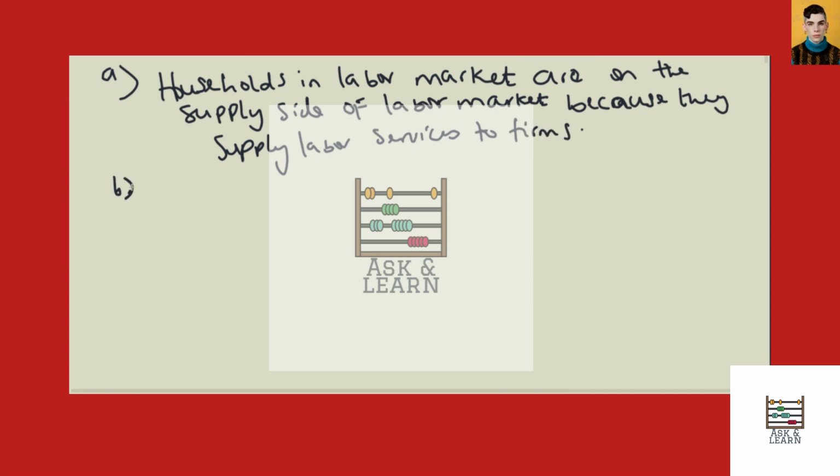So the next question is the firms in the goods market. The firms in the goods market are on the supply side because they supply goods and services produced by them to individuals.